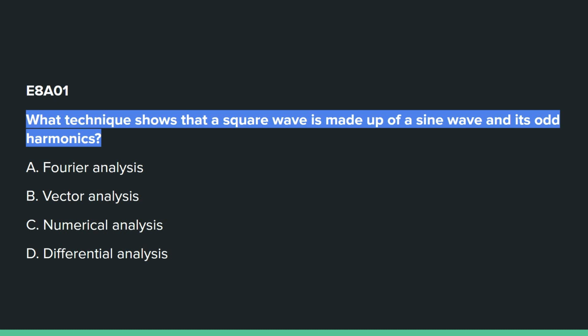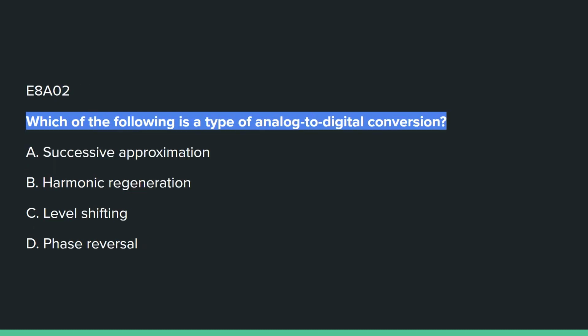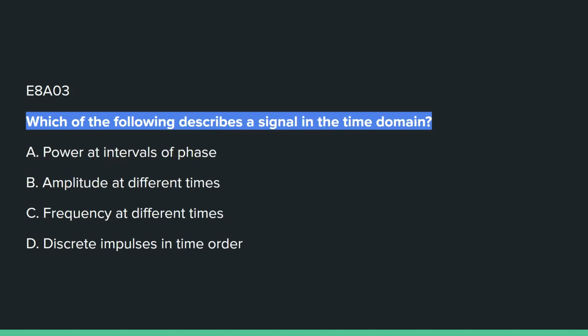E8A01, what technique shows the square wave is made up of a sine wave and its odd harmonics? A. Fourier analysis. E8A02, which of the following is a type of analog to digital conversion? A. Successive approximation. E8A03, which of the following describes a signal in the time domain? That's B. Amplitude of different times.